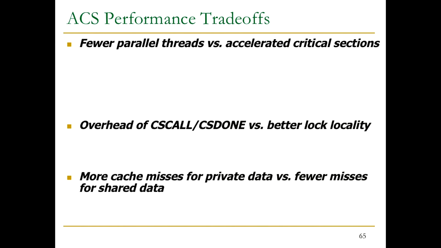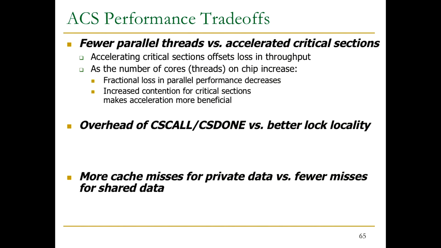So the first trade-off, fewer parallel threads versus accelerated critical sections. You get loss in parallel throughput, basically, but in the long run, this may not be bad, assuming the number of cores on chip increases. The fractional loss in parallel throughput decreases because you have only one core dedicated. So let's say you have an 8 small-core-area chip, and 4 of those small core areas are taken by a large core, your loss in throughput is 1/2, right? 50% of your throughput you lose.